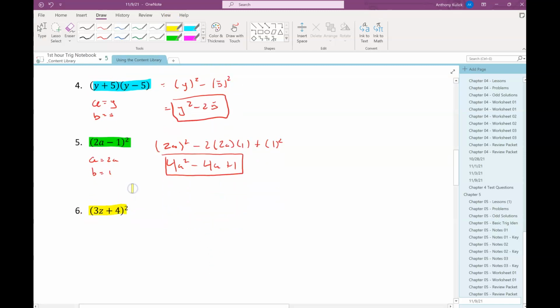6 was the yellow situation, where our A is 3Z and our B is 4. So (3Z) squared plus 2 times 3Z times 4 plus 4 squared. So 3Z times 3Z is 9Z squared. 2 times 3 times 4 is 24, and then I have a Z at the end. And 4 times 4 is 16.